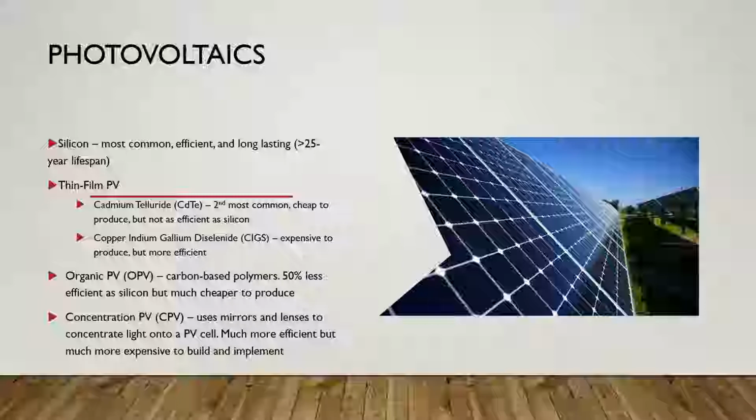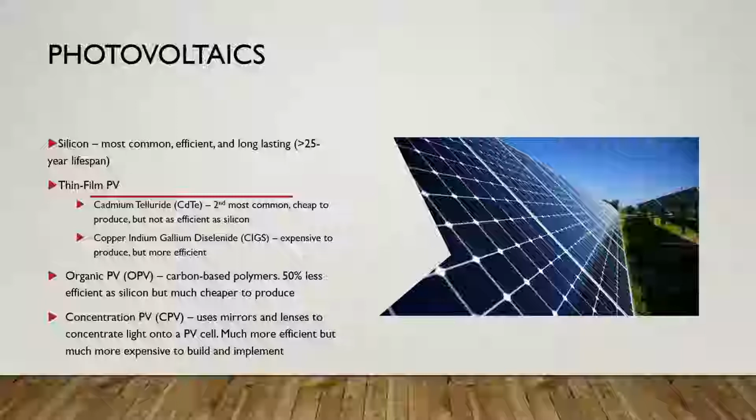The second type is the thin film PV. The thin film PV is applied to either glass or a metal substrate, and there are two subtypes. There's the cadmium telluride. It's the second most common next to silicon. It's cheap to produce, but not as efficient. The second subtype is the copper indium gallium diselenide, CIGS. It's expensive to produce, but more efficient.